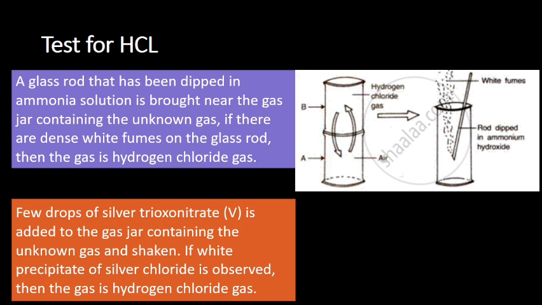You can also test for hydrogen chloride gas by adding a few drops of silver nitrate solution to the gas jar containing the unknown gas and check. If a white precipitate of silver chloride is observed, then the gas is hydrogen chloride gas.